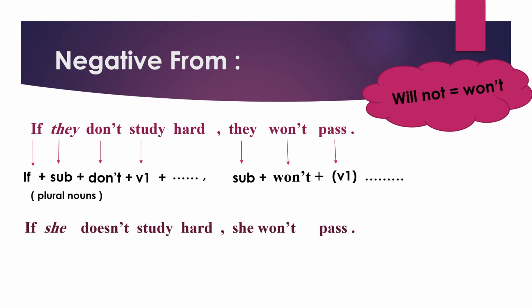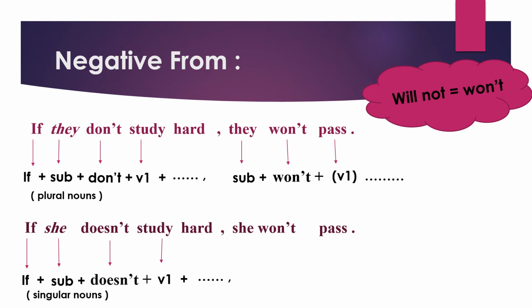Now here we have another example with singular pronouns. If she doesn't study hard, she won't pass. If she is a singular pronoun, so we negate the sentence by using doesn't plus infinitive verb and complement with a comma, she, the subject, and will not or won't pass. This is the infinitive verb.